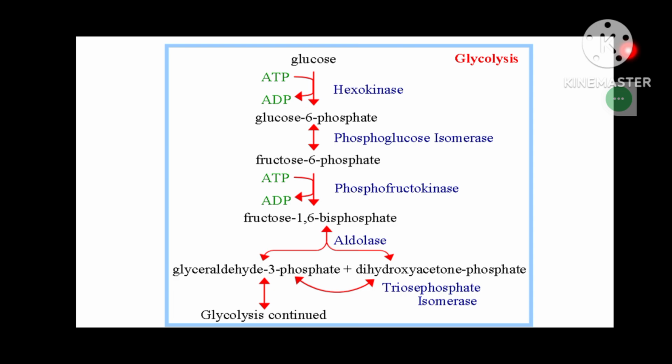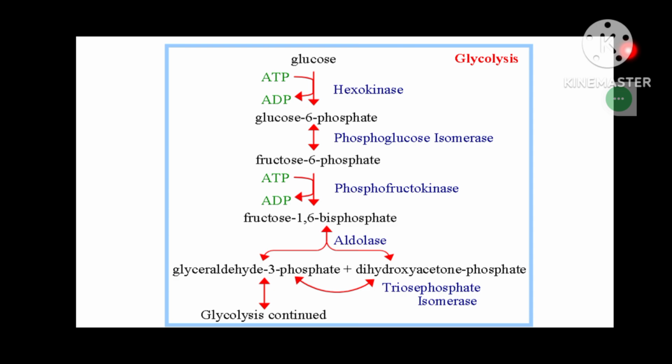In the first step, glucose is converted into glucose 6-phosphate by the action of the enzyme hexokinase. In this process, one ATP is converted into ADP, and that phosphate group from ATP is attached to glucose, and glucose is converted into glucose 6-phosphate. The enzyme hexokinase is involved in transfer of the phosphate group. In the next step, glucose 6-phosphate is converted into fructose 6-phosphate by the action of the enzyme phosphoglucose isomerase.